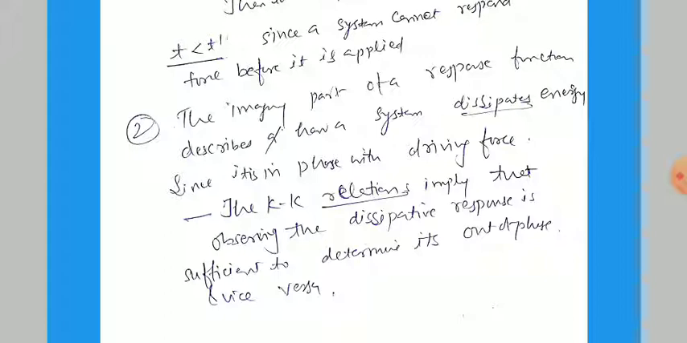It means that on applying any force, the particle is moved and there is a loss of energy, or attenuation. So like this, it gives the relations between the real and imaginary parts. So this is all about the KK relations. Thank you very much.